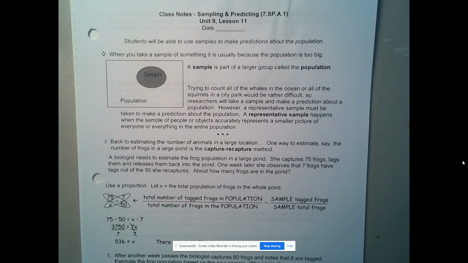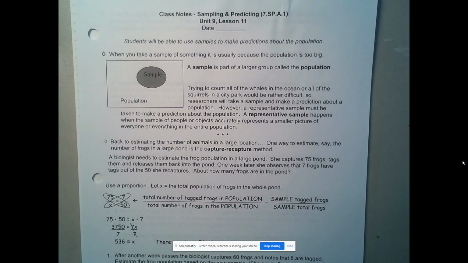However, a representative sample must be taken to make a prediction. A representative sample happens when the sample of people or objects accurately represents a smaller picture of everyone or everything in the entire population. Back to estimating the number of animals in a large location. One way to estimate, say, the number of frogs in a large pond is the capture-recapture method.